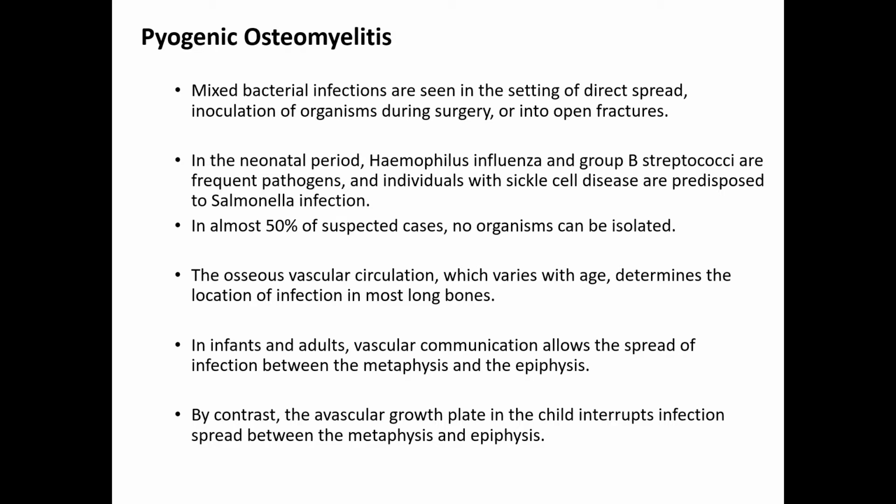The osseous vascular circulation, نقول osseous يعني blood vessel اللي يغذي البون, which varies with age, determines the location of the infection in most long bones. In the infant and adult, vascular communication allows the spread of infection between metaphyses and epiphyses. Metaphyses اللي هو the center of the long bone، والepiphyses اللي هو قريب من ends parts of the bone which is near the ends of the bone. By contrast, the vascular growth plate in a child interrupts the infection spread between the metaphysis and epiphysis.